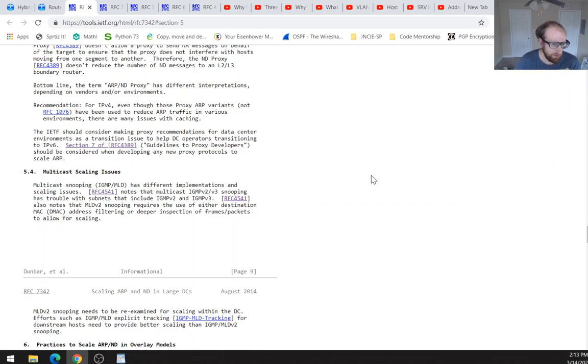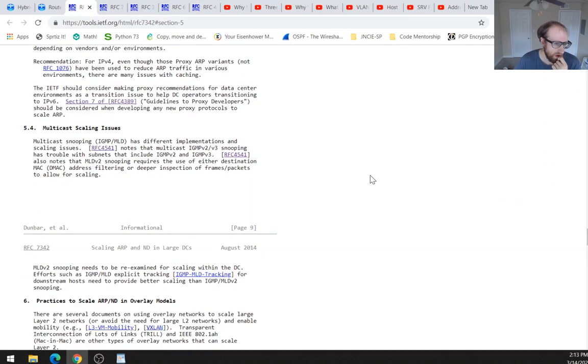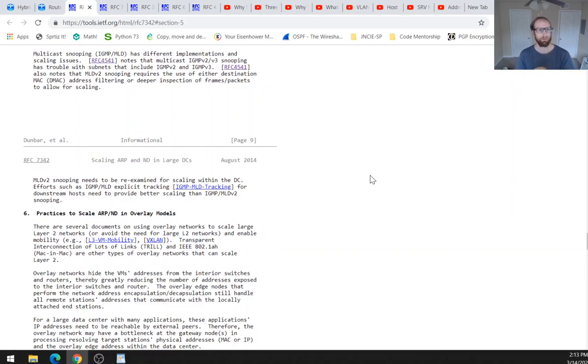Okay, 5.4, multicast scaling issues. Multicast snooping, IGMP/MLD, I'm not sure what that is, has different implementations and scaling issues.